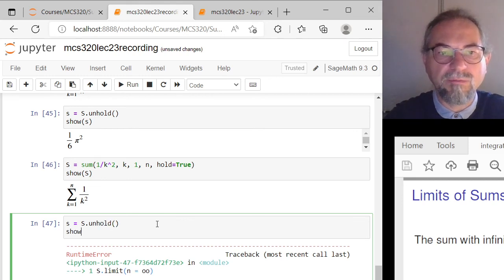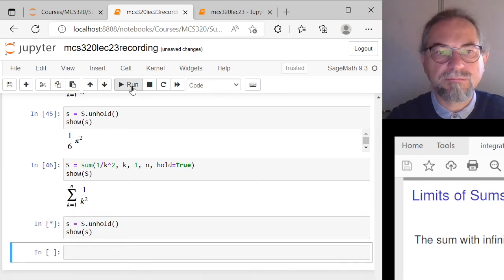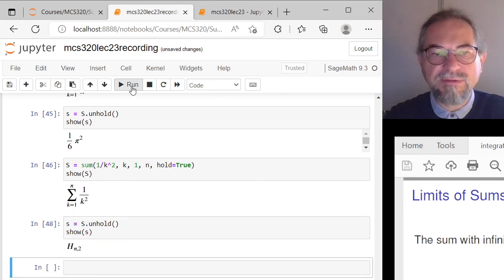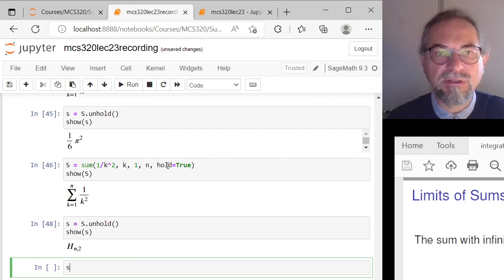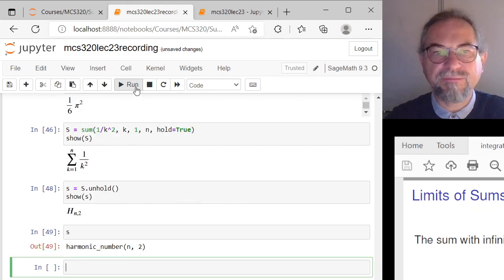That will evaluate the expression. And here you see I get the harmonic numbers. So the harmonic numbers are defined as the reciprocals of the first n natural positive integers. So you can't take 1 over 0. And we have these 2 here because we take the square.